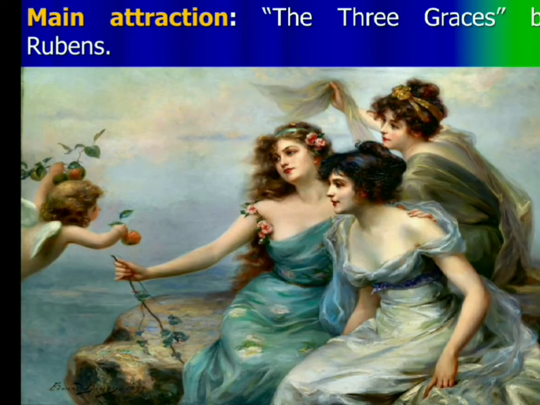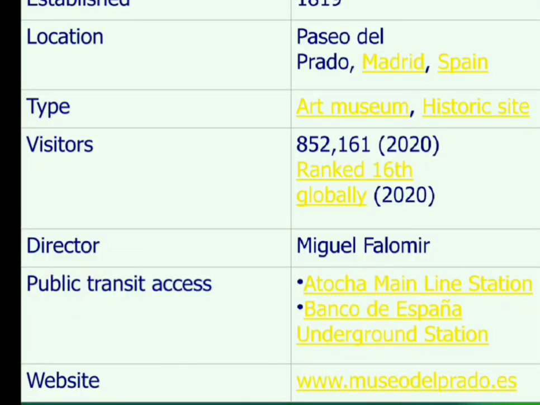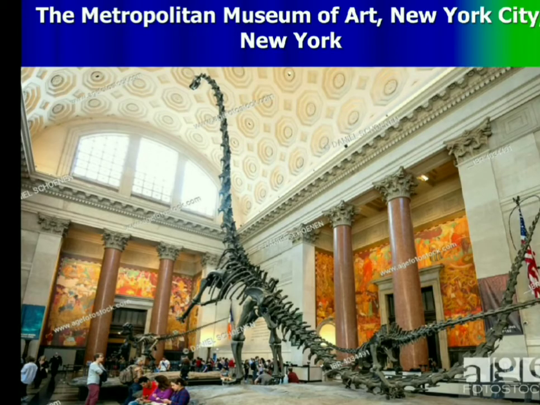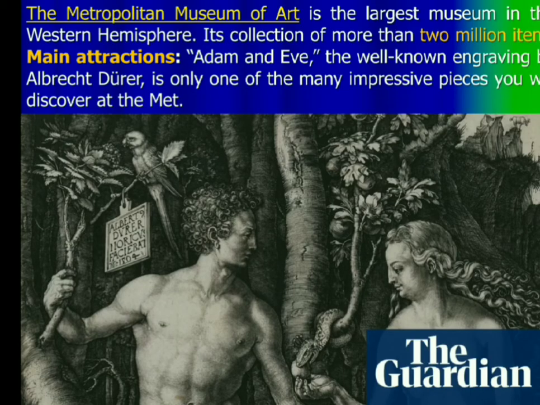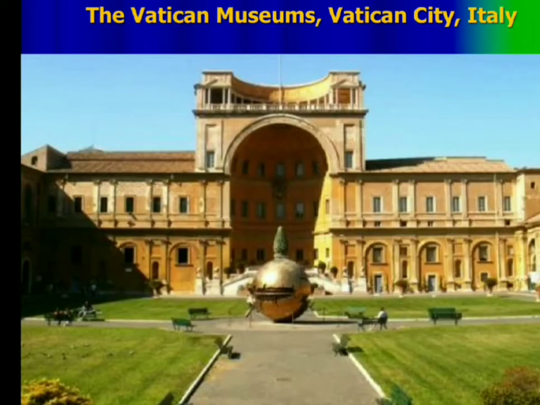The next museum is the Prado, which is located in Madrid, in Spain. You can see the building of it, and the main attraction is the Three Graces by Rubens. On the screen you can see detailed information about type, location, visitors, and so on. The next one is the Metropolitan Museum of Art, located in New York City. You can see one of the main attractions, called Adam and Eve. This is the building of it.